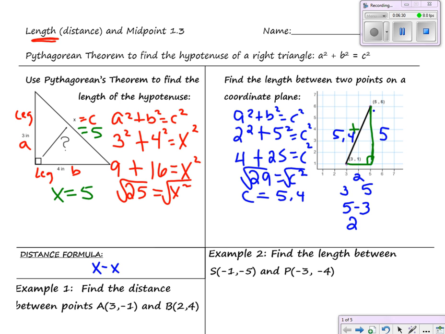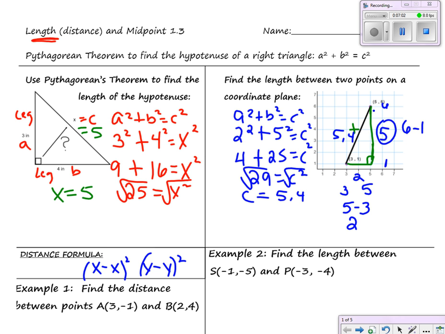Then I took the difference of my y values. Up here was a 6, and down here was a 1. So 6 minus 1 gave me 5. Then, remember this 2 was the difference of my x values? I squared it. Same thing with my y values. I took the difference of my y values, 5, and I squared those.